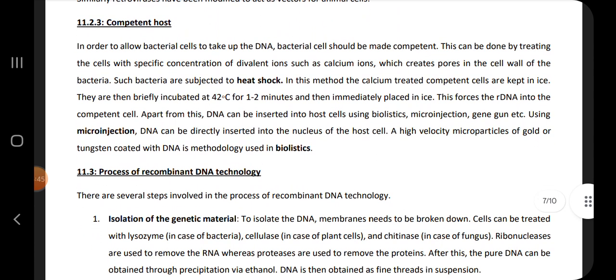Then the competent host. In order to allow bacterial cells to take up the DNA, bacterial cells should be made competent. This can be done by treating the cells with a specific concentration of divalent ions such as calcium, which create pores in the cell wall of the bacteria. Then such bacteria are subjected to heat shock. Calcium treated competent cells are kept in ice. Then they are incubated at 42 degrees Celsius for 1 to 2 minutes and then immediately placed on ice. This forces the rDNA into the competent cell. Apart from this, DNA can be inserted into host cells using ballistic guns, microinjection, gene guns, etc.